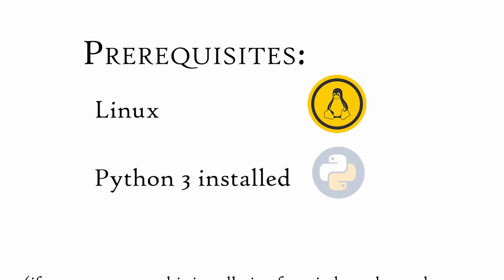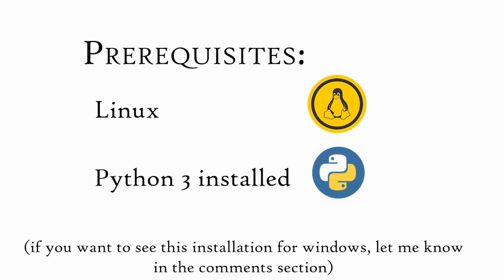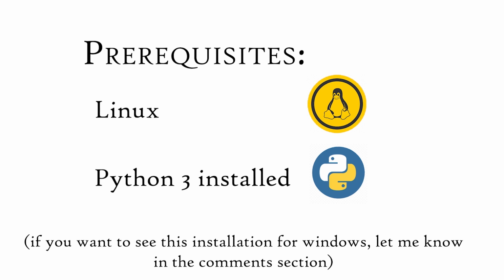Some of the prerequisites for this SCRCPY or screen copy is Linux, so we'll be working with Linux in this video. You also need to have Python 3 installed because it's gonna run Python behind. If you want to see this for Windows, let me know in the comment section.